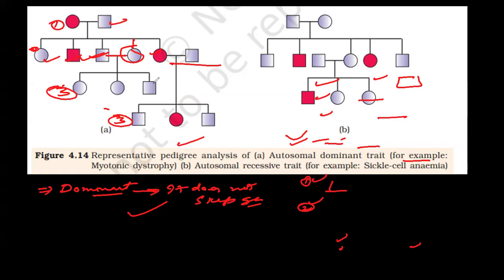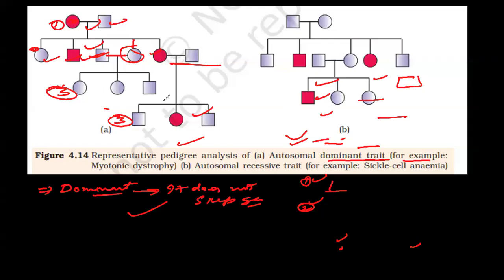So we have to see whether it is dominant. It should not skip generations if it is dominant. Disease is present in this generation, and in the third generation also. So it's a dominant trait. So here you can see it is dominant. Now, whether it is autosomal or sex-linked.